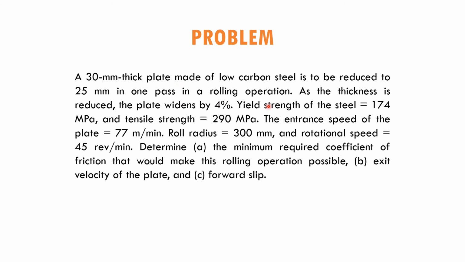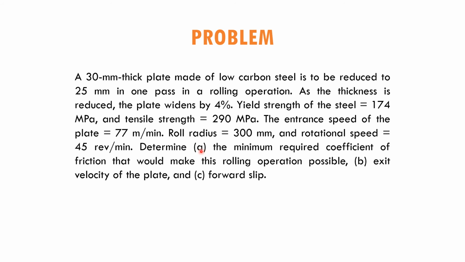Okay, so in a rolling operation, as the thickness is reduced, the plate widened by 4%. Yield strength of the steel equal to 175 MPa and tensile strength equal to 290 MPa. The entrance speed of the plate is 77 meter per minute, roll radius 300 mm, rotational speed 45 revolution per minute.